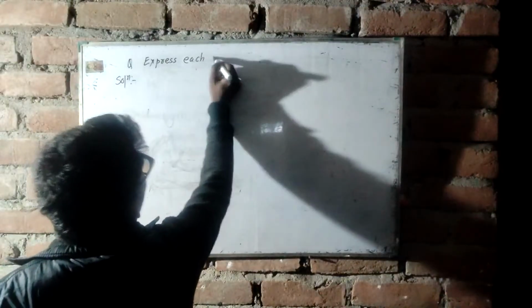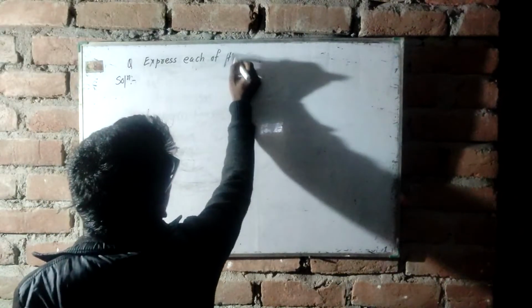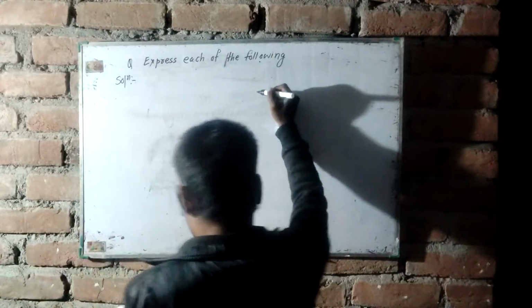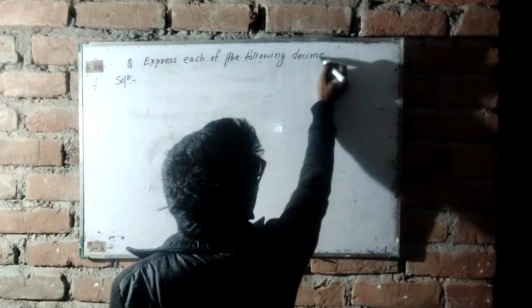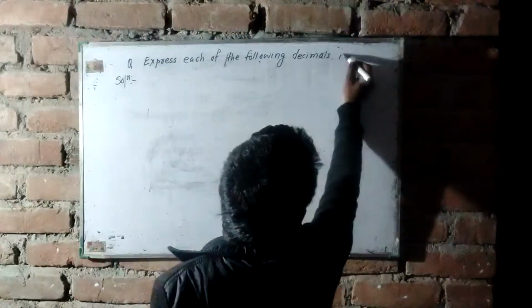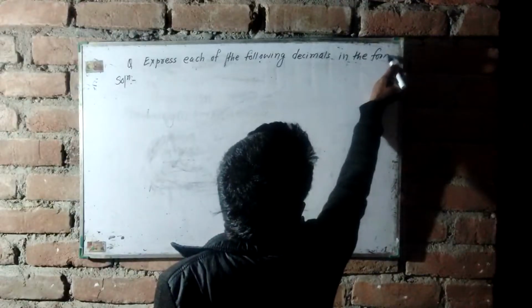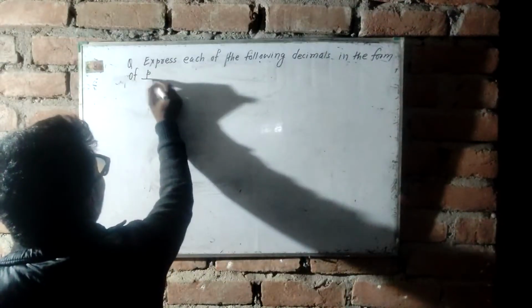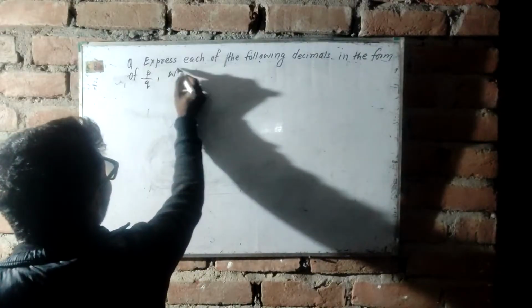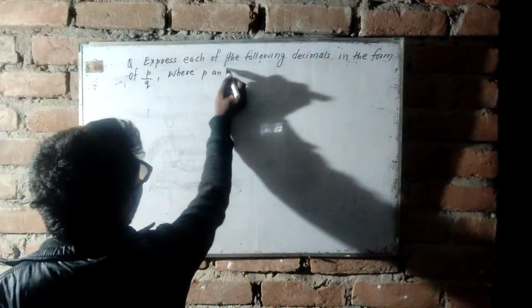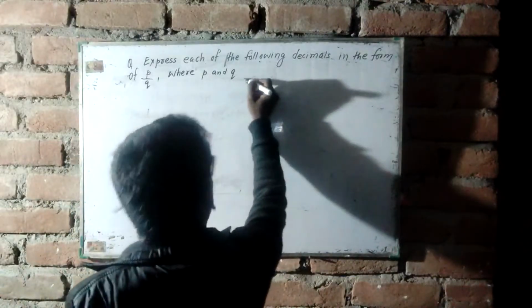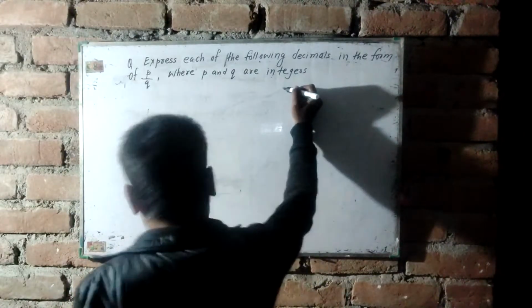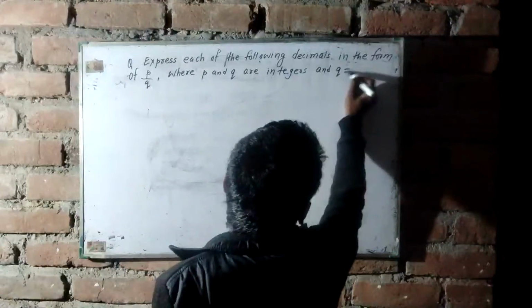Express each of the following decimals in the form of p by q, where p and q are integers and q is not equal to 0.